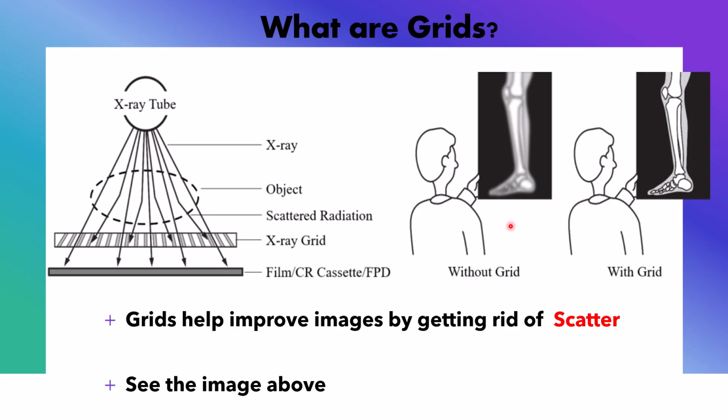So what are grids? Like I just said, they're things that pick up the scattered radiation. So if this is the X-ray, the object, the scattered radiation. The best images that we get are from the radiation that comes straight down in the center of the X-ray tube. We'll talk about that in a second. But there's a grid here, which has some lead lines in it, and the X-rays that are deflected and go sideways get blocked by these lead lines, and so it picks up the scattered radiation. So grids help improve images by getting rid of scatter. That's what I want you to know.